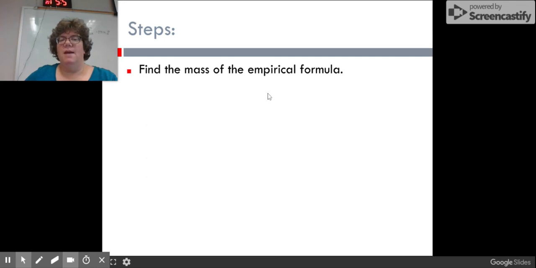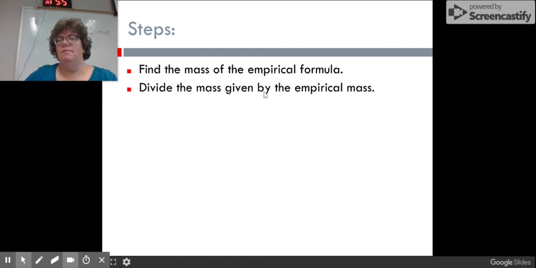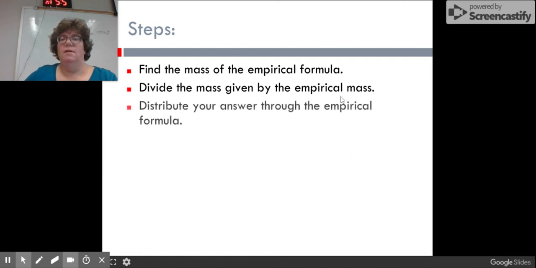So first you find the mass of the empirical formula. We did that with the periodic table. Then you divide the mass that you're given by the empirical mass, which came from the periodic table. This was in the problem, periodic table. And then distribute your answer from the division problem throughout the empirical formula.